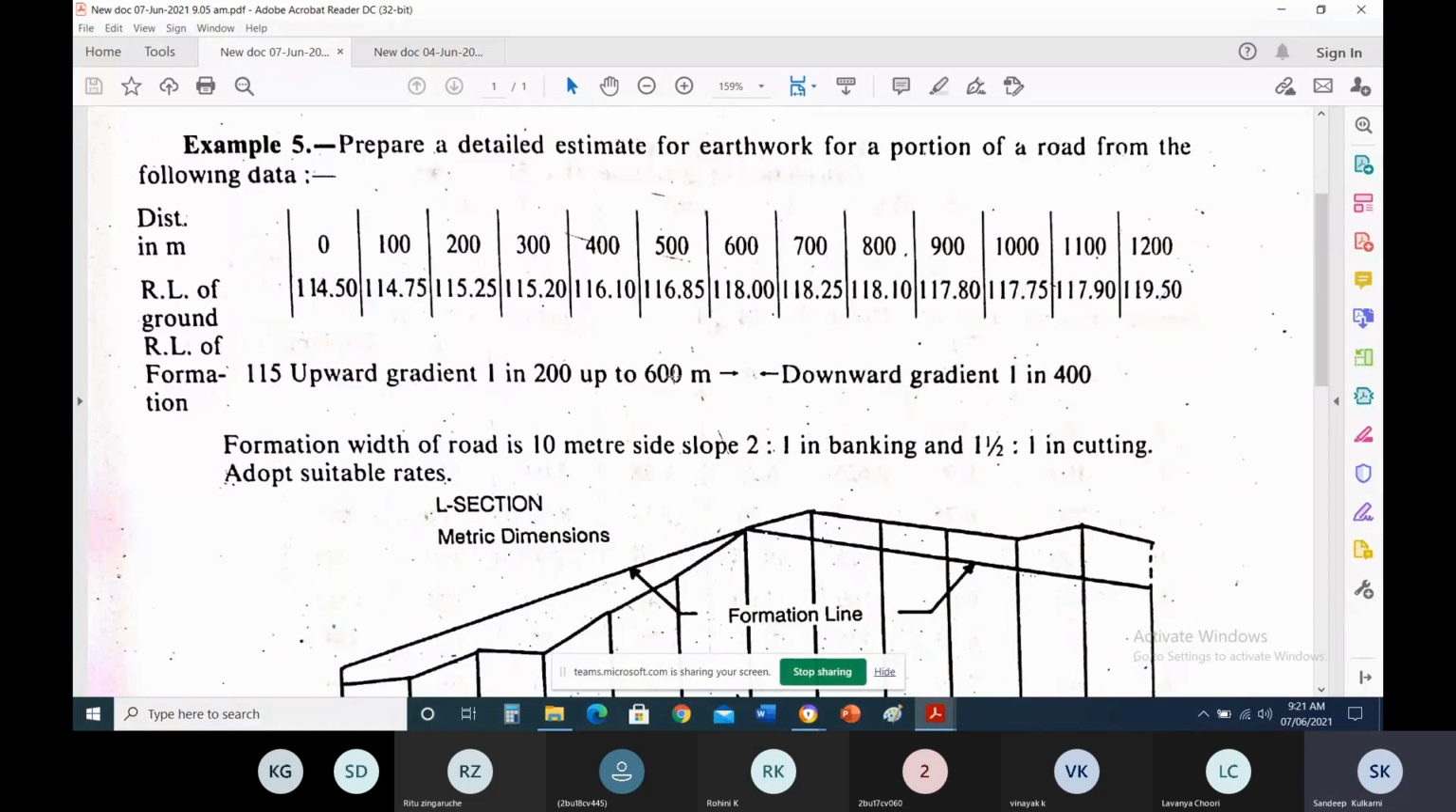Then after that there is a downward gradient for the remaining length. So out of the 1200-meter road, for the first 600 meters there is an upward gradient, that is upward slope, then a downward gradient, downward slope, for the remaining portion. Then the width of the road is given, formation width 10 meters. Side slopes are given: for banking 2:1 and for cutting 1.5:1.